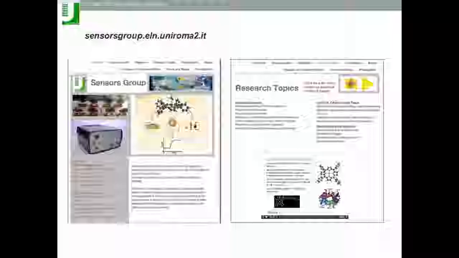A few words about where I come from. I come from the University of Rome Tor Vergata. I am interested in multivariate data analysis because I work on sensors, in particular chemical sensors, and we design receptors. We apply receptors to transducers. We put the sensors together to make sensor arrays that work by mimicking olfaction and taste. So we do the so-called artificial olfaction and taste.